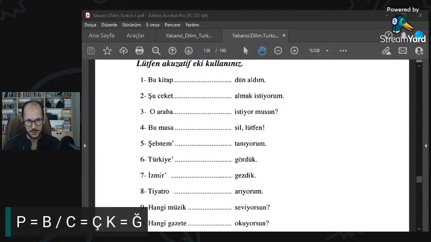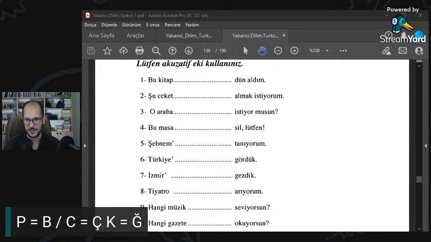I'm going to have this open here, and I'm going to read out the answers. So bu kitabı. It's not kitapı, but kitabı with the b letter. Bu kitabı dün aldım. So the p sound at the end of kitap becomes b. Okay? P changes to b, c changes to ç, and the k changes to the soft g. Sometimes the normal g becomes the soft g, but I don't think there's anything like that here.